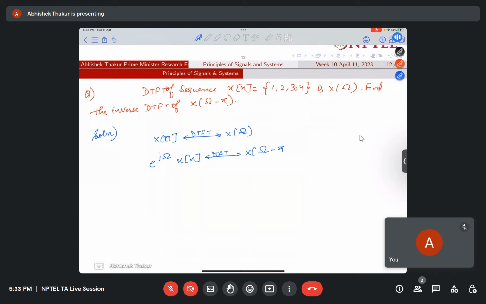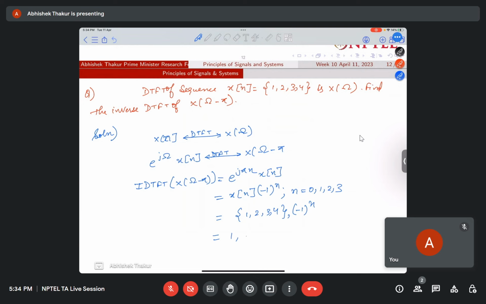So e to the power of j omega n x[n] has DTFT X(omega minus pi). So X(omega minus pi) corresponds to e to the power of j pi n x[n], which becomes x[n] times minus 1 to the power of n. Here n is equal to 0, 1, 2, and 3. When you substitute n equal to 0, 1, 2, 3, that will become minus 1 to the power of n. So here it will be 1, minus 2, 3, minus 4, for n equal to 0, 1, 2, and 3.